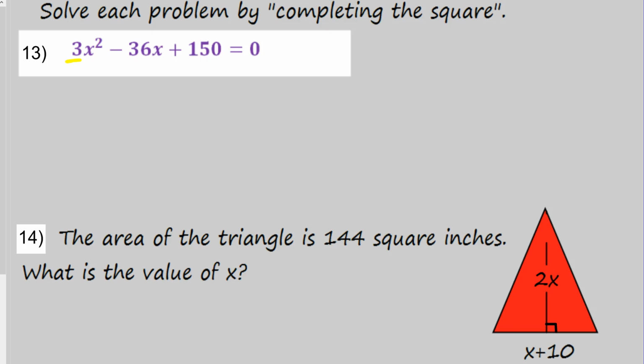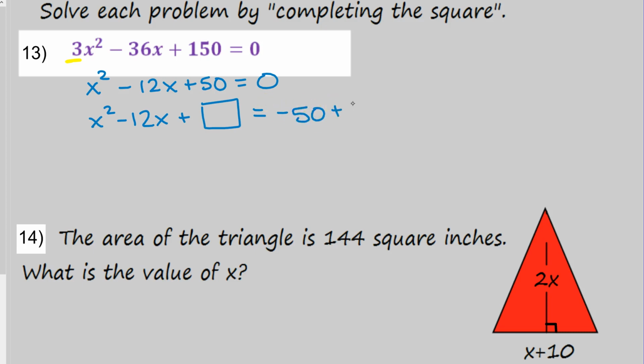So in this case, divide both sides of the equation by 3. So that gives us x squared minus 12x plus 50 equals 0. Even if the numbers are not all divisible by 3, you have to do it anyway, and you'll just have fractions. Okay, so now to complete the square, we don't have a perfect trinomial square yet, so I'm going to put a box to represent what I'm going to add to complete the square. I'm going to subtract 50 from both sides, and then the box on the other side.